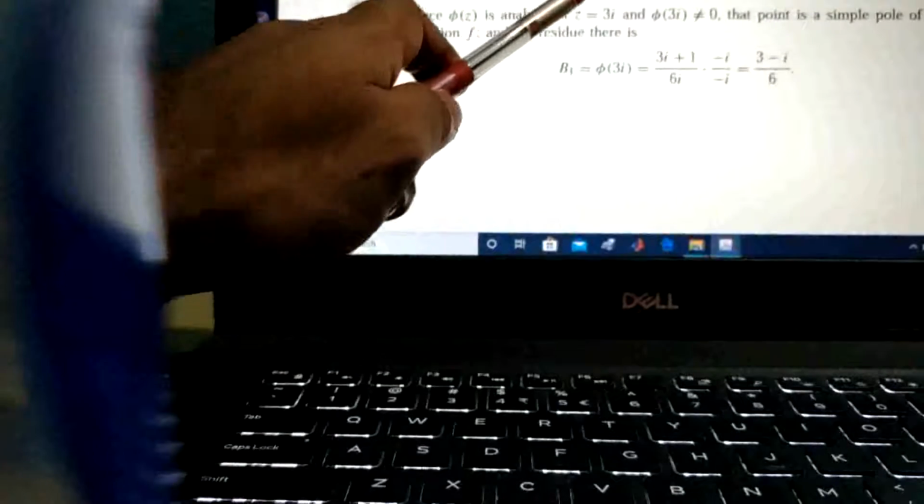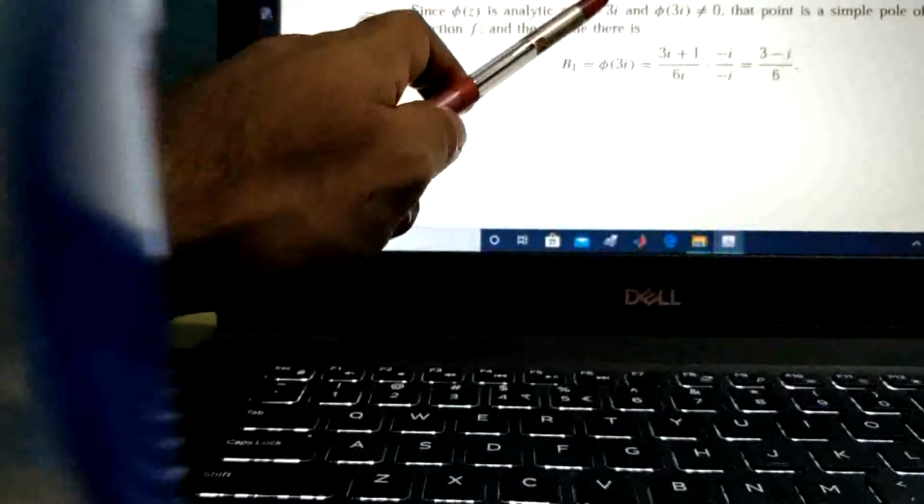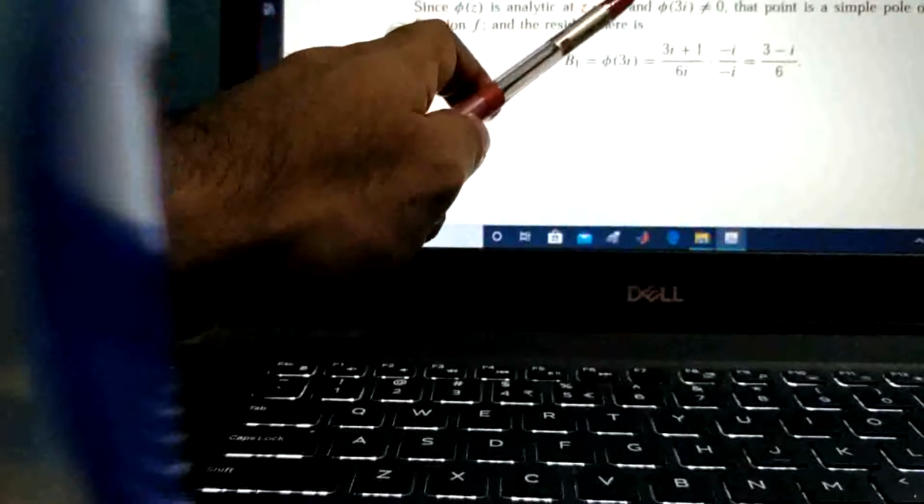Here f of z equals phi of z by z plus 3i, where we will construct another function. Suppose phi 1 of z equals z plus 1 by z minus 3i. So at z equals to minus 3i, we will investigate whether this function is analytic and whether this function has non-zero values.